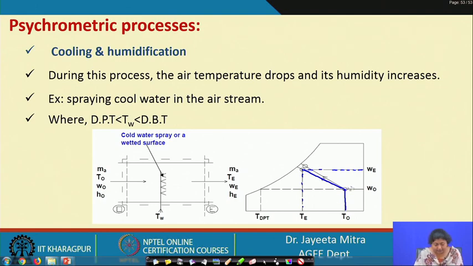And if we want to find the dew point temperature, that is, if the air is saturated with whatever moisture it has, then it has to follow this direction and reach the 100% RH line here, and then we find the dew point temperature. In this case, the exit air temperature should be higher than the dew point, but lower than the inlet air temperature.